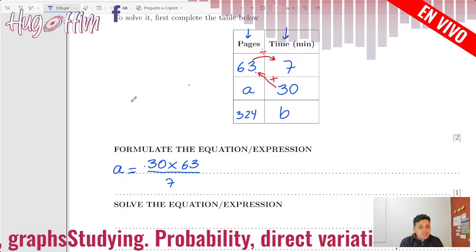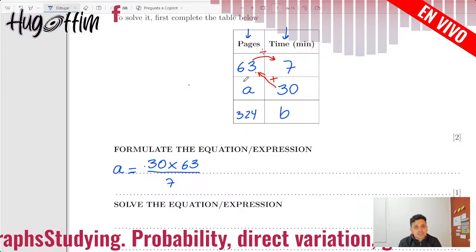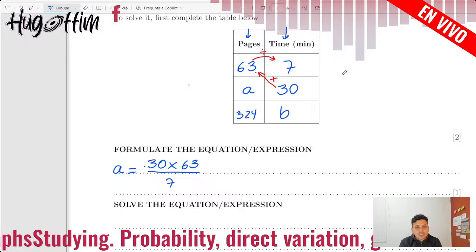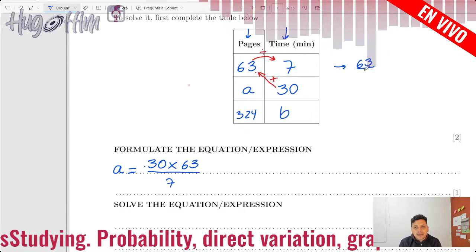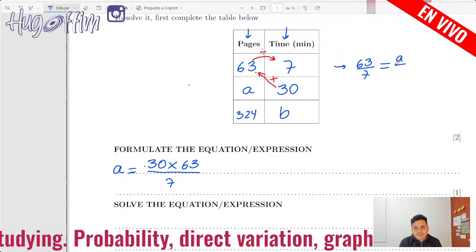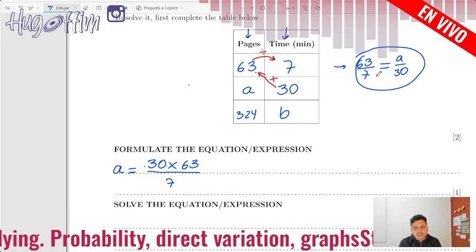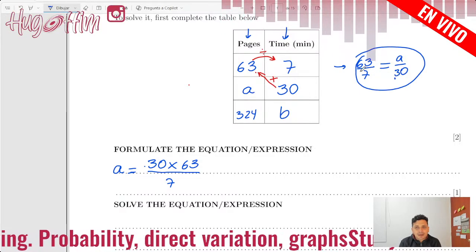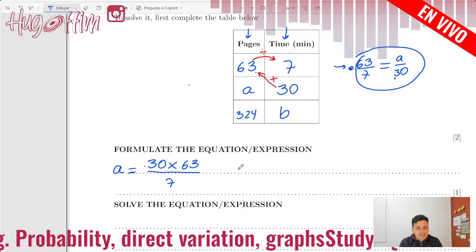Now you can also find out the unitary factor. How to get the unitary factor? Every division is going to be the same. So it means that 63 divided by 7 must be equal to A divided by 30. This is another equation you can use. And look, I just need to multiply by 30 to get the answer here. Okay, so it's going to be exactly the same.